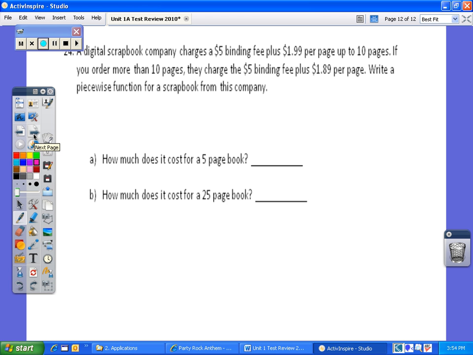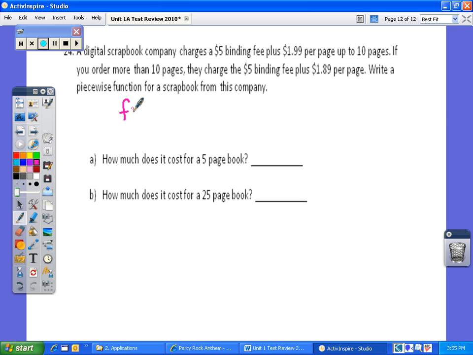All right, a digital scrapbook company charges a $5 binding fee plus $1.99 per page for up to 10 pages. If you order more than 10 pages, they charge the $5 binding fee plus $1.89 per page. Write a piecewise function for a scrapbook from this company.